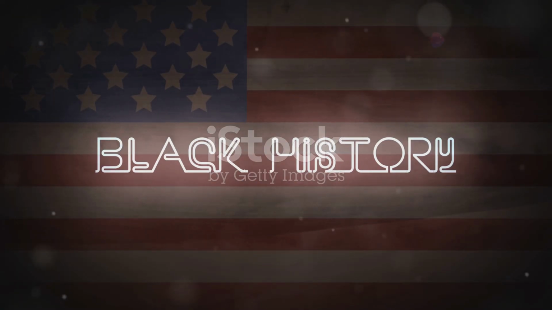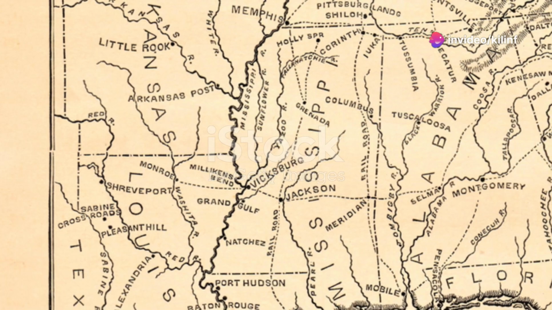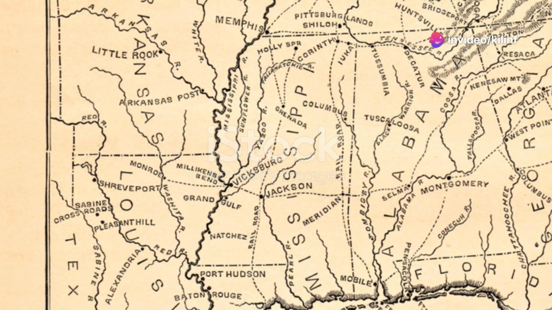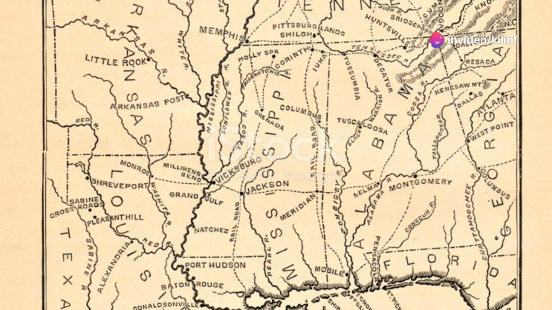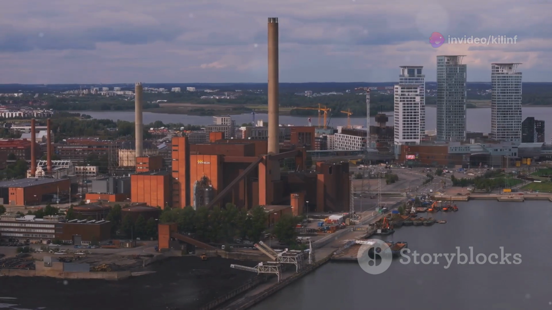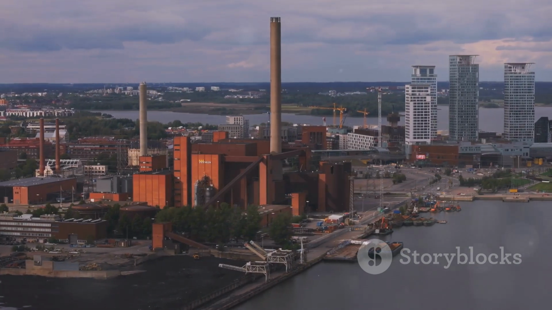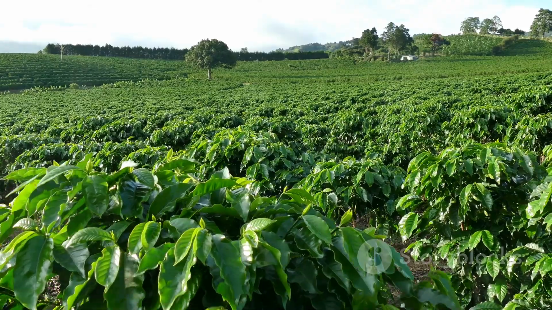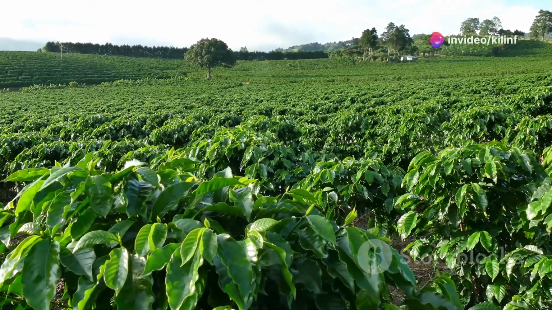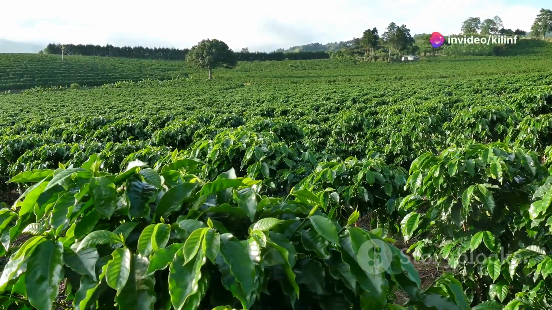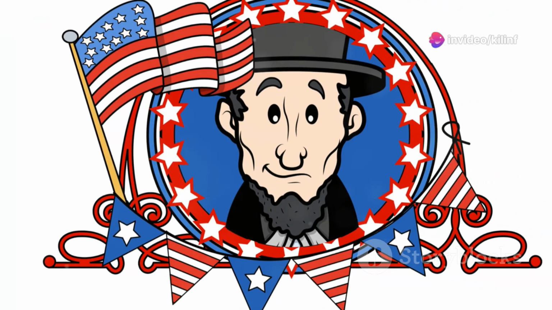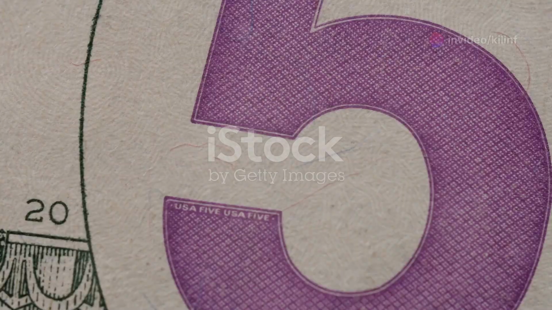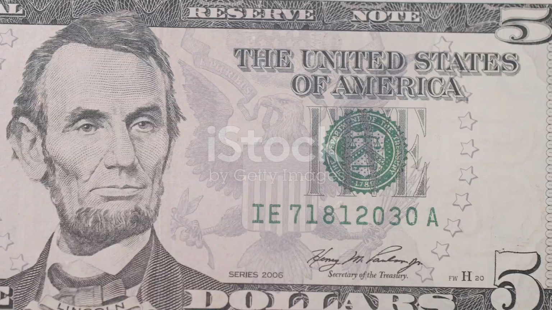The issue of slavery had been a contentious one since the founding of the United States. By the mid-19th century, it had become the central issue dividing the nation. The northern states, where industrialization was taking root, largely opposed the expansion of slavery. In contrast, the southern states' economies depended heavily on slave labor for their agricultural production. The election of Abraham Lincoln as president in 1860 was the final straw for many southern states.